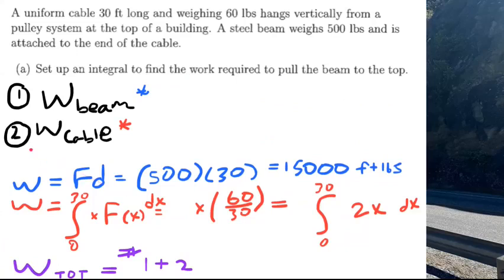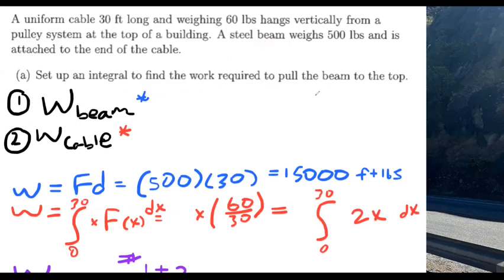All right, let's look at one where we are looking at pulleys. A uniform cable that's 30 feet long, weighing 60 pounds, hangs vertically over a pulley system at the top of a building. A steel beam weighs 500 pounds, and we're trying to find the work to pull the beam. So the first thing that you should always do is draw something.